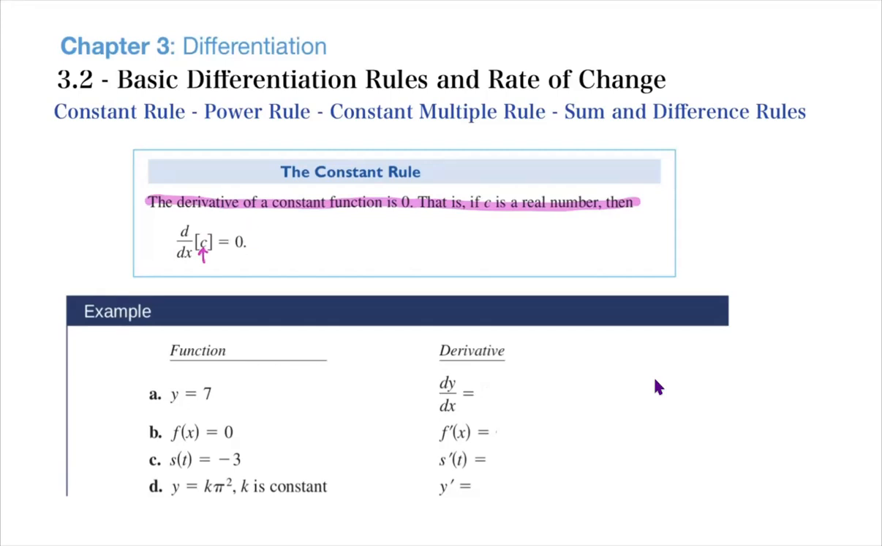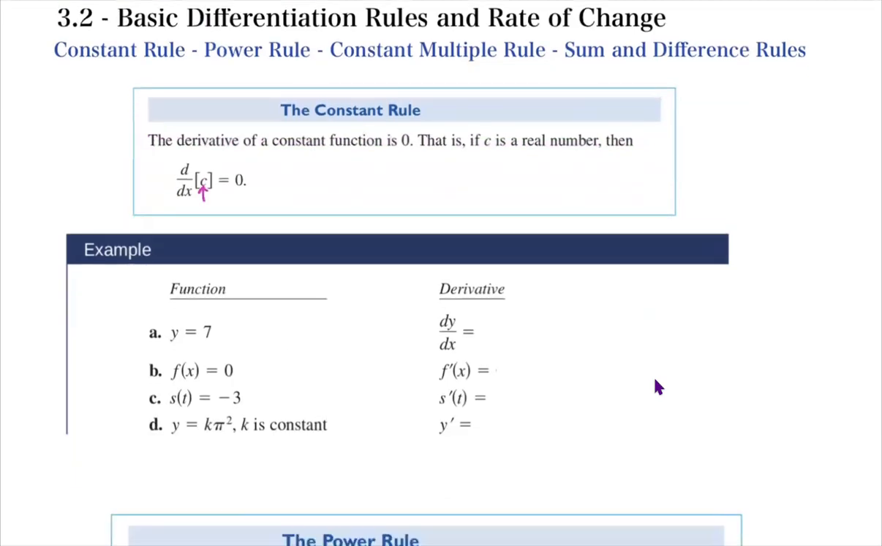What I'm trying to say here is, if the variable that I'm calculating the derivative with respect to is not included in the actual function that I'm calculating the derivative of, then the derivative is 0. That's the constant rule. Here are some examples.